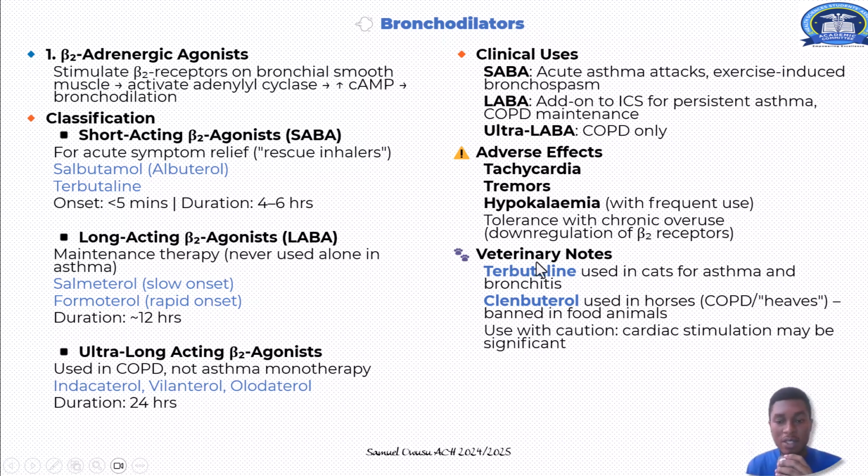All right. Now, in vets, this is for our vet students. Terbutaline is used in cats for asthma and bronchitis, and there's also clenbuterol that is used in horses, but then they are mostly banned in food animals. Why? Because they tend to stimulate the cardiac receptors, and that will cause a lot of tachycardia. So you don't want to use that as well.